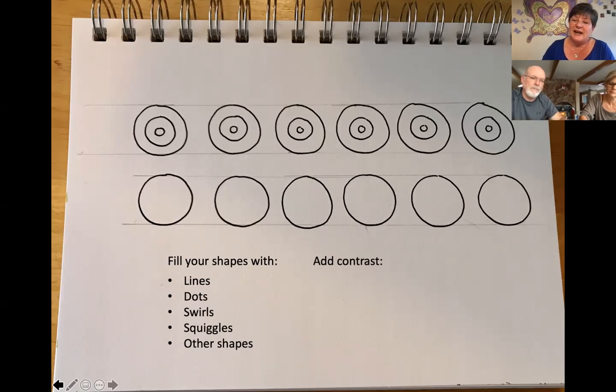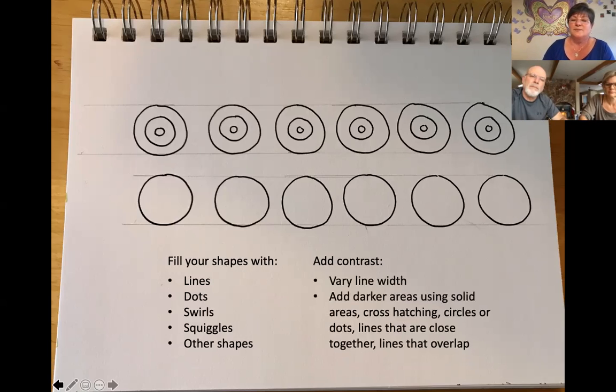And then you're going to add some contrast. What the contrast does is it gives your eye somewhere to land. Especially when you have a lot of things on the page, adding some contrast helps your eye know where to look next. You can add contrast by varying the line width. You can also add darker areas of contrast by using some solid areas, some cross hatching, some circles or dots, lines that are close together, lines that overlap.